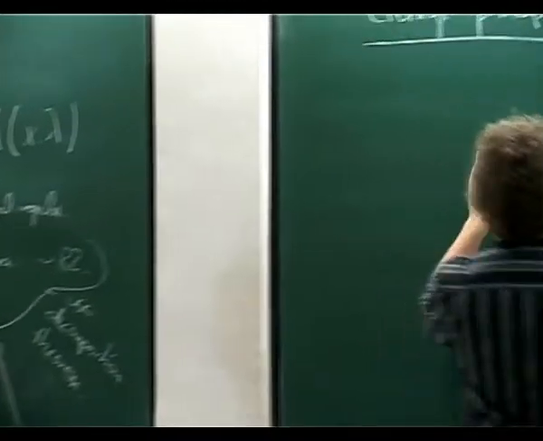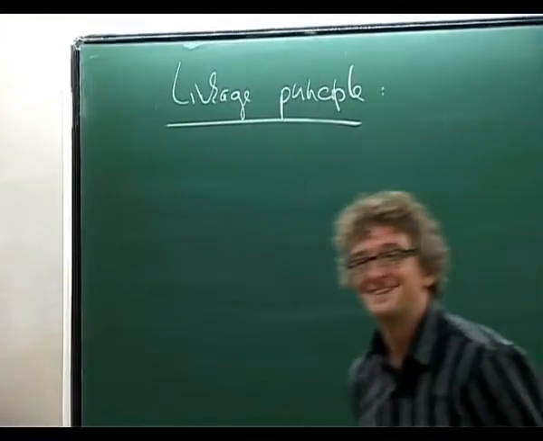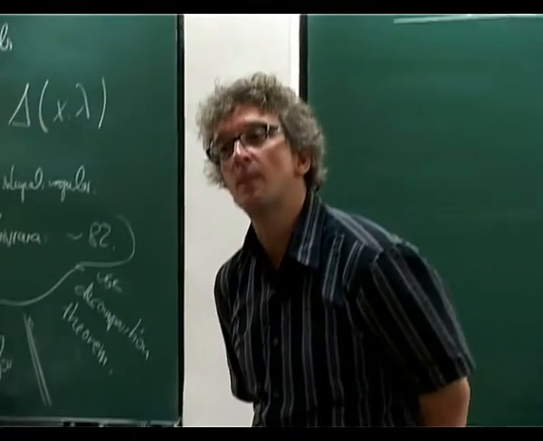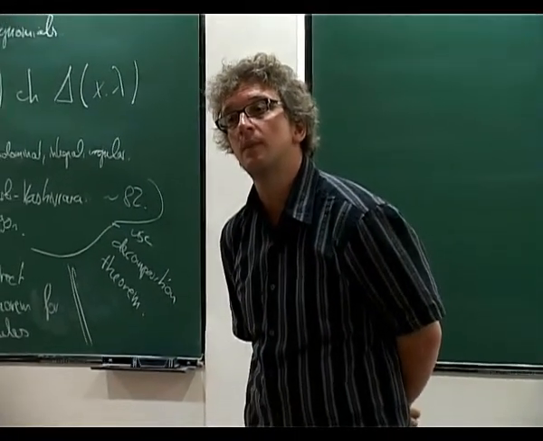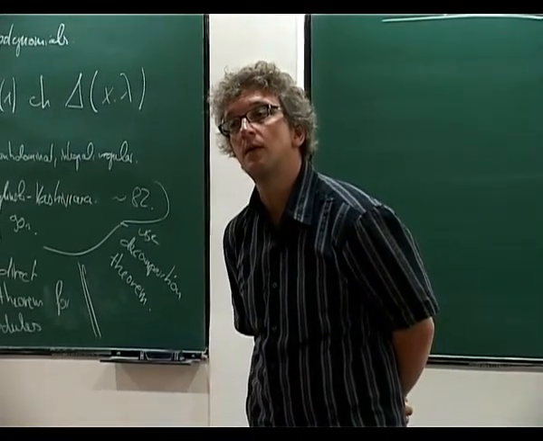So let me just, yeah. So this is the character formula. What about the Williamson proof of Jantzen's conjecture?